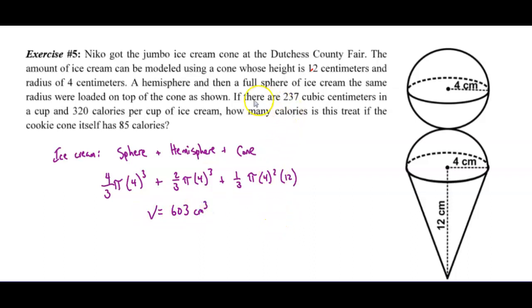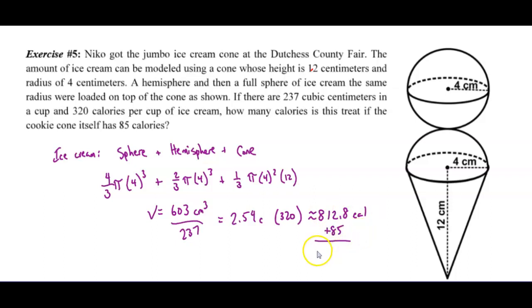Okay, now we look back at the problem. There are 237 cubic centimeters in a cup and then 320 calories per cup. So to convert this to cups, I would want to divide by 237, and that comes out to about 2.54 cups. And then if I want to get the calories, I want to multiply this by 320, and so that's approximately 812.8 calories. But then I need to add on the cone.